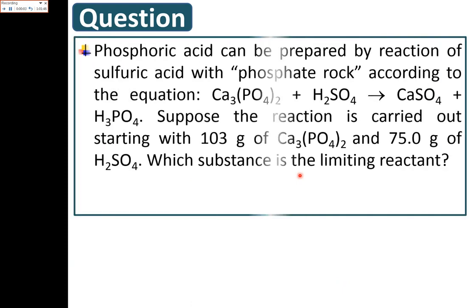A continuation for the same problem here, the same reaction for the phosphate rock with sulfuric acid, but the question is different here. Suppose the reaction is carried out starting with 103 gram of calcium phosphate and 75 gram of sulfuric acid. Which substance is the limiting reactant? This is now asking about the limiting reactant.